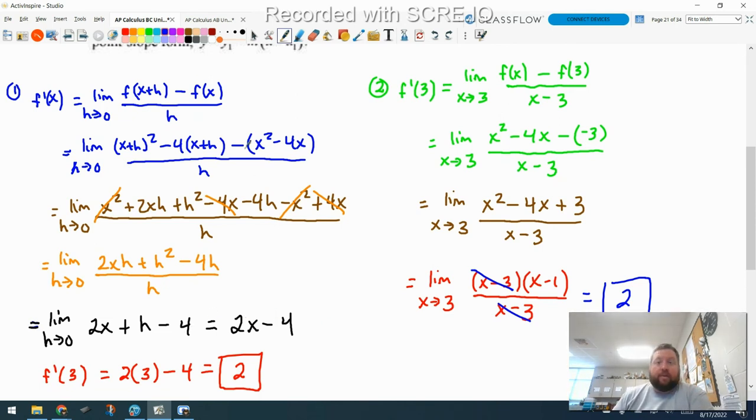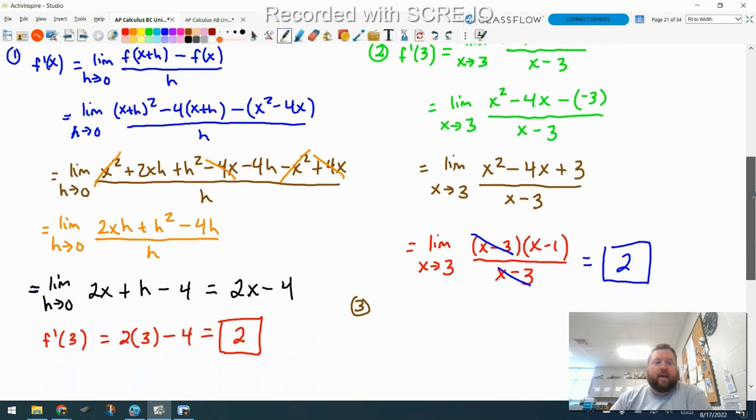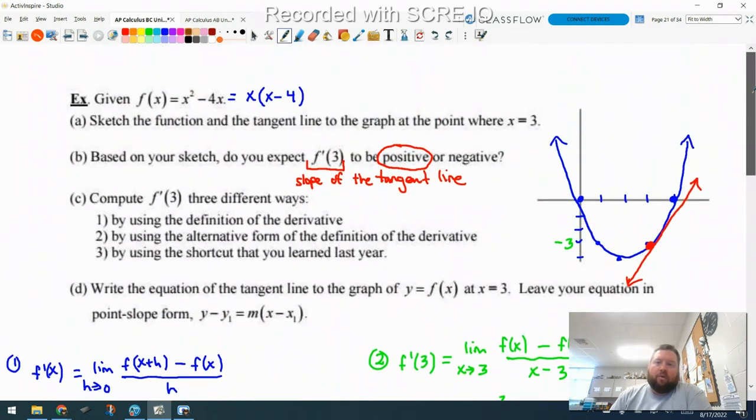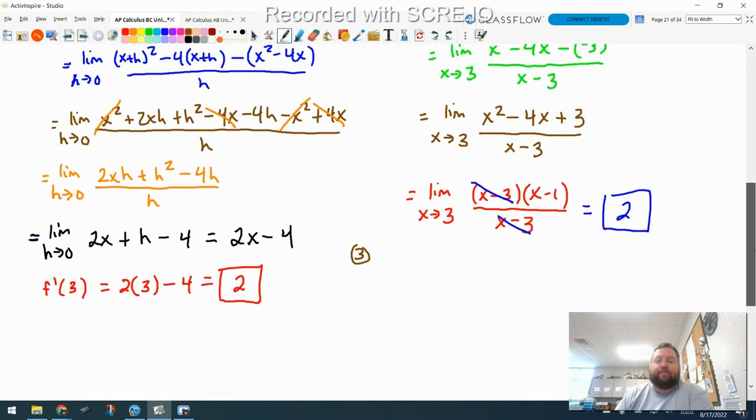So the third way was to use the trick. Those of y'all who were in AP last year already know this. But if you didn't take AP, this is called the power rule. So the way you do this is you take x squared and you take the exponent and you put it in front. So this is going to be 2x. And then you subtract 1 from the exponent.